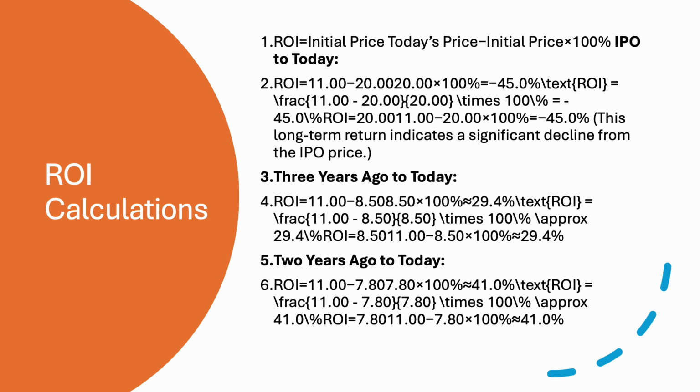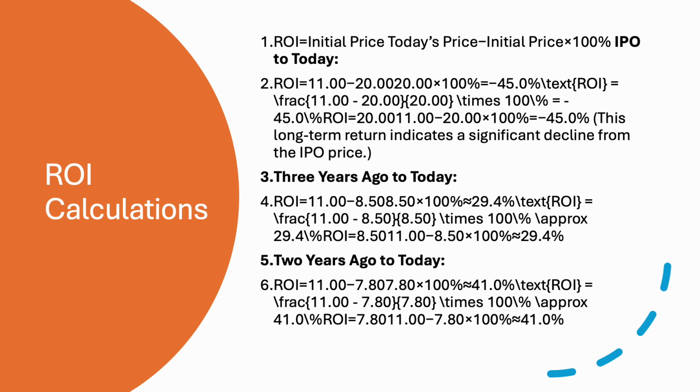On this page, you can see our ROI calculations. You take the initial price, today's price, and multiply by 100%, which gives you your IPO to today. This is basically a broad overview of the last couple of years. For 3 years ago today and 2 years ago today, you can see the difference when you do all the calculations.